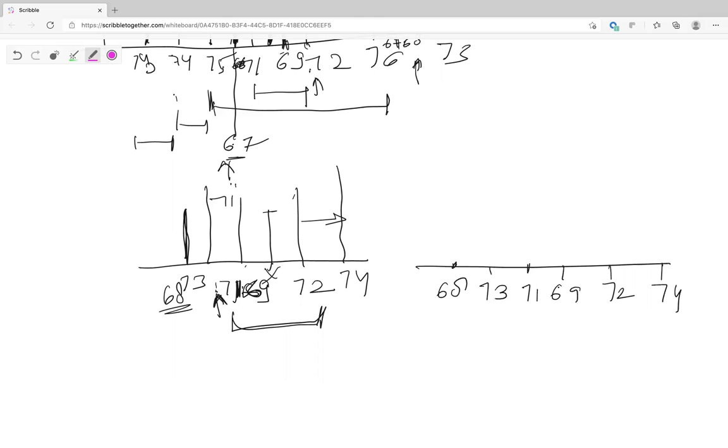Is that clear? Now for this 68, is 71 ever going to be useful? Is 69 ever going to be useful? Is 72 ever going to be useful? And not only for 68, but for any term that comes before 68, will 71, 69, 72 ever be useful, and why not?